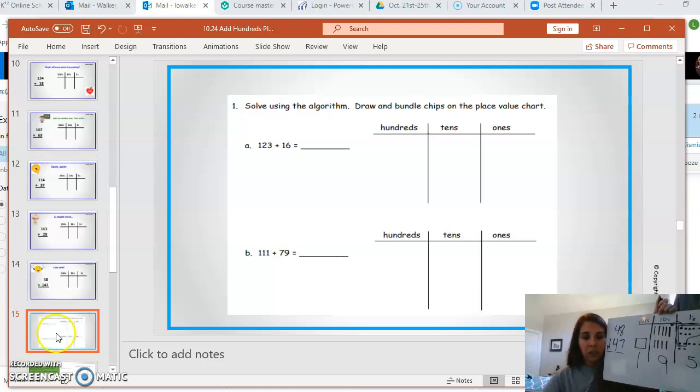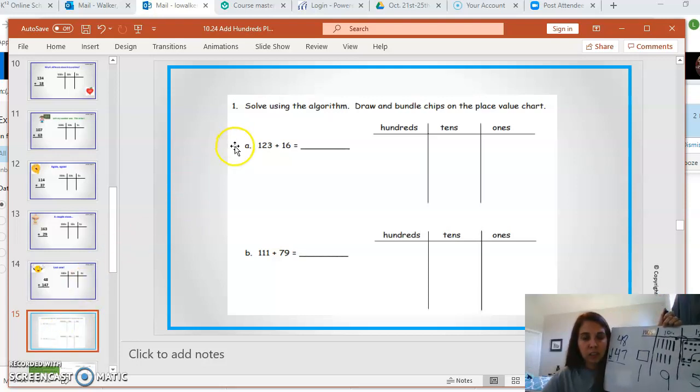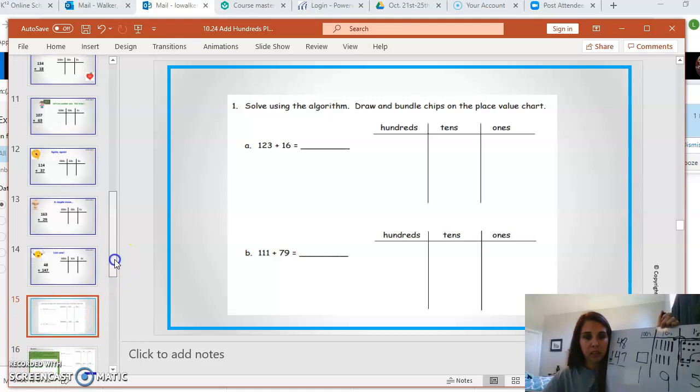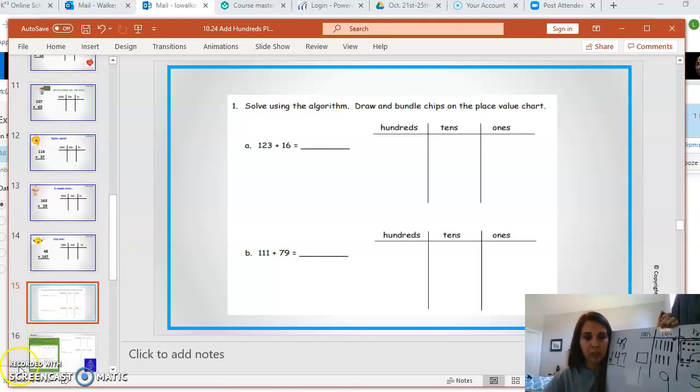All right, now I want you to take a little bit of time and I want you to work on solving these two problems and I want you to show your learning coach what you get as your solution. So the first one is 123 plus 16 and the second one is 111 plus 79. Take a few minutes, solve those problems.